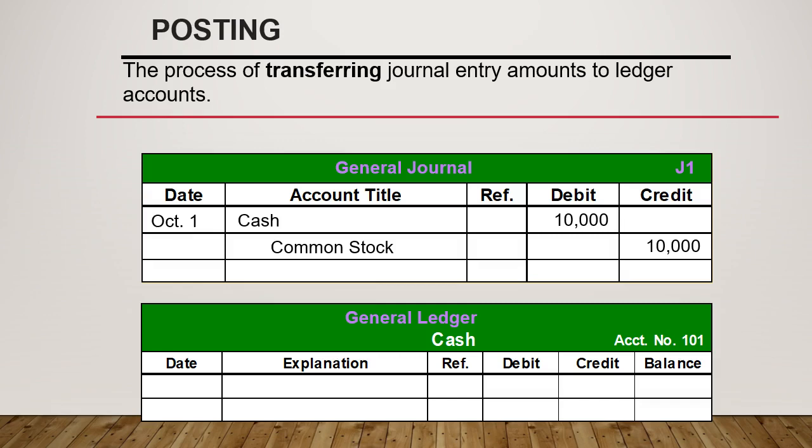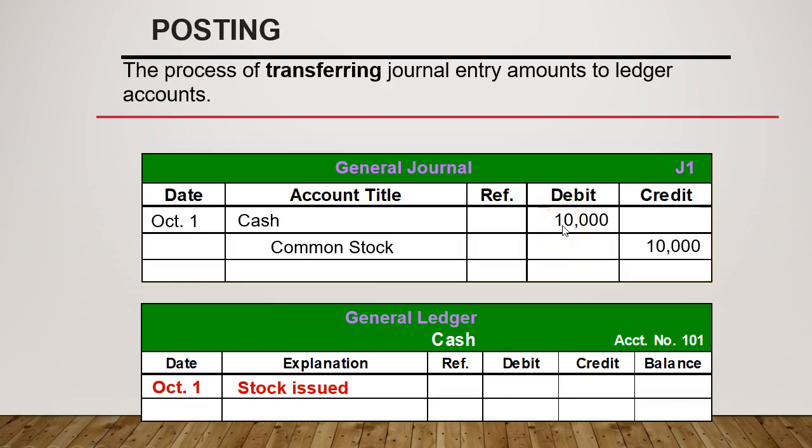So if you notice in this first transaction, the date was October the 1st. So record the date of the transaction into your cash ledger account. Okay? Next, we give a brief explanation of what took place. On that day, we issued stock. It just says stock issued in the explanation section of the general ledger. Then you have the amount.